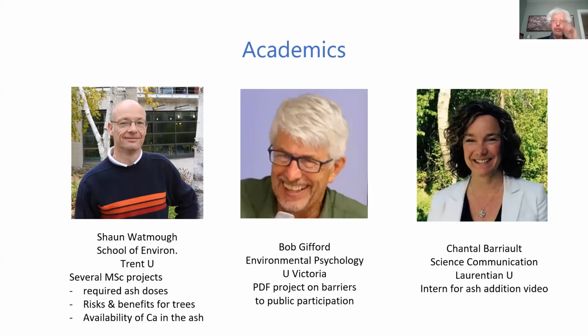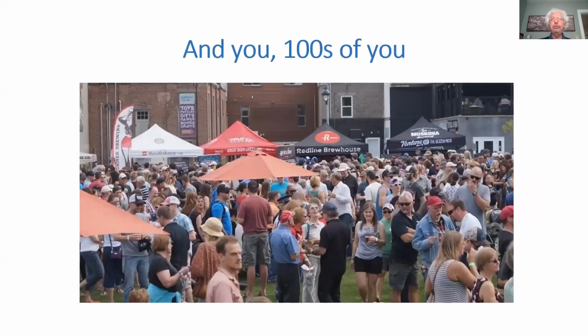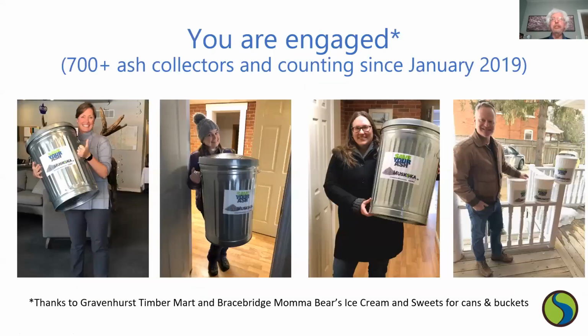But the most important participants are you, people in Muskoka by the hundreds that have stepped up to the plate to agree to share their ash with us. Won't it be nice when we can see crowds like this again in Muskoka? So how is it going? You are engaged. There are hundreds of you, 700 plus, that are sharing your ash with us.